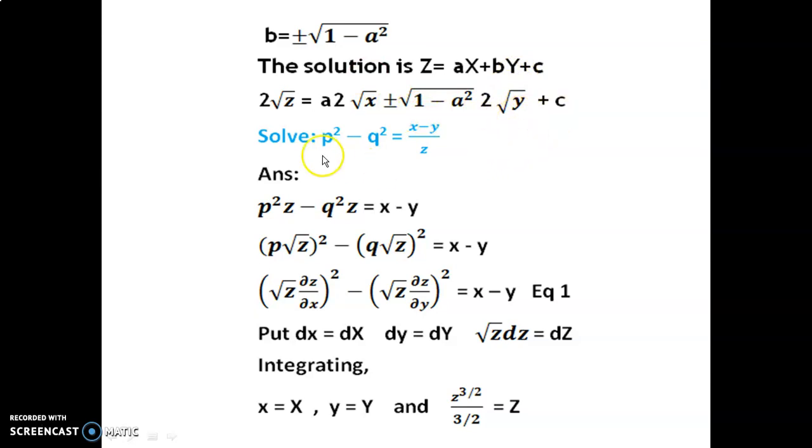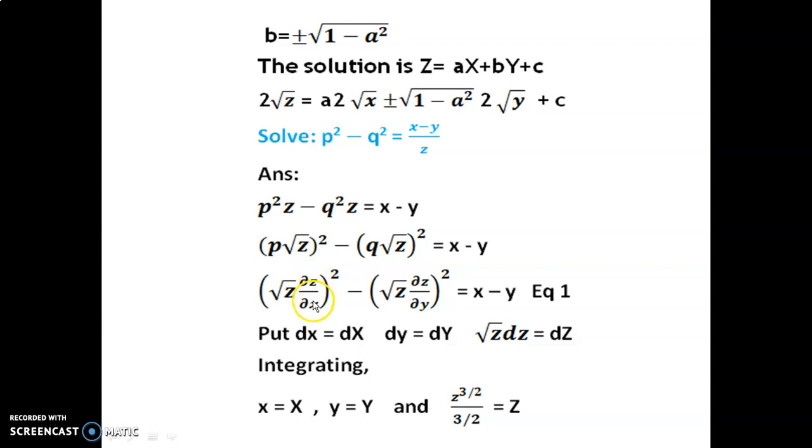Second example, solve p square minus q square equal to x minus y upon z. Again, here 5 variables are present, but the power of p and q is greater than 1. So this comes under equations reducible to standard form. Answer: shift this z to the LHS, we get p square z minus q square z equal to x minus y. This p square z can be written as (p into root z) whole square, and q square z as (q into root z) whole square, which is equal to x minus y.